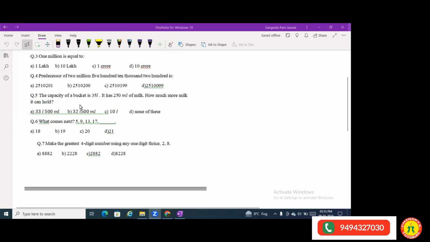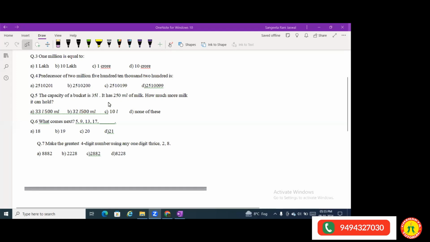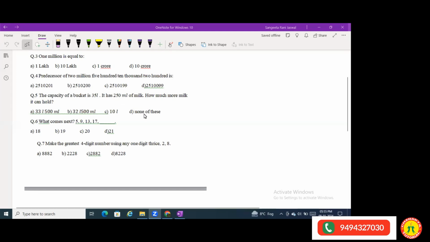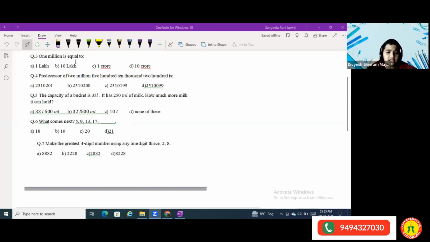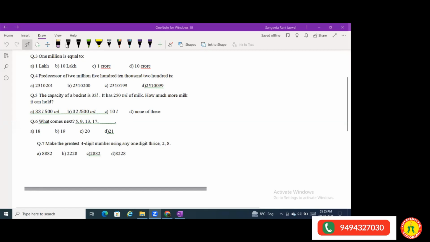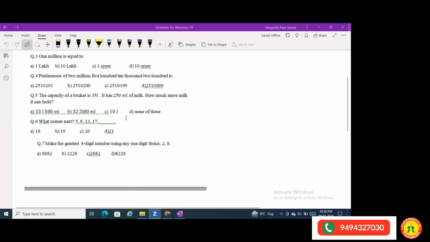I'm having a doubt in this question. Ma'am, actually, it can hold none of these because it will hold 34 liters and 750 ml. Same, ma'am. I also picked none of these, and it's showing option B. Ma'am, it's not even close to the right answer, and it has only 250 ml of milk.